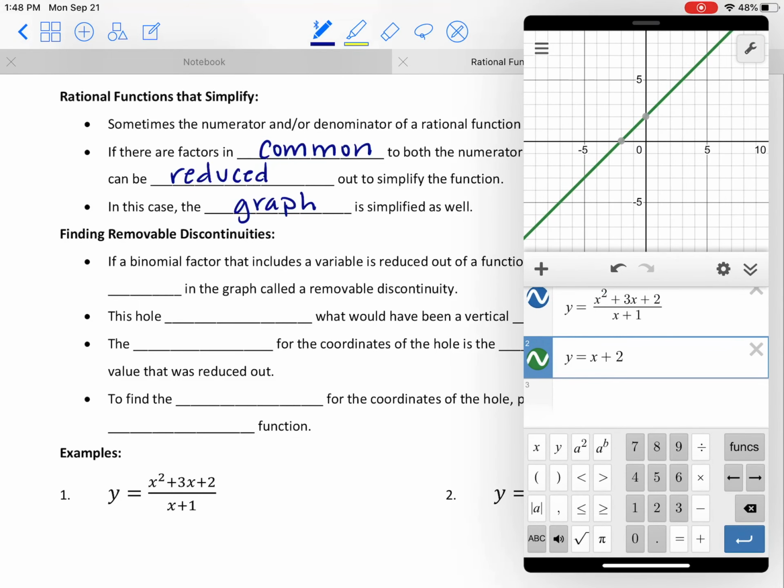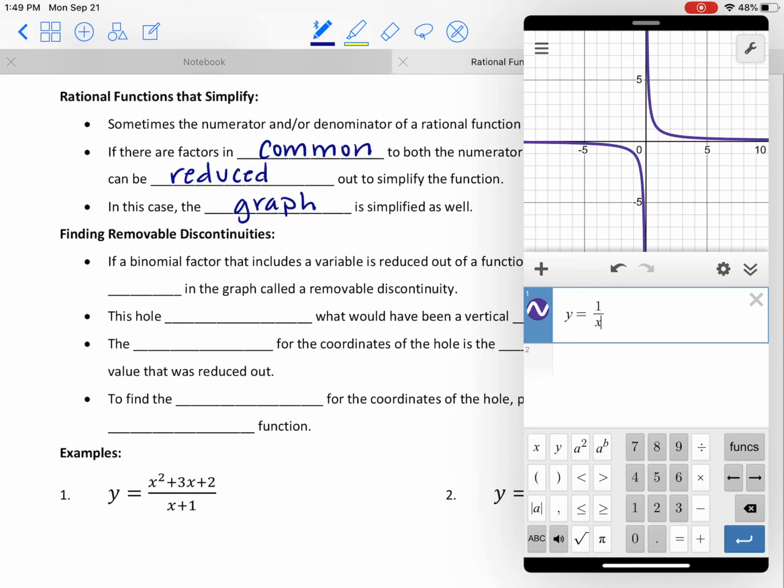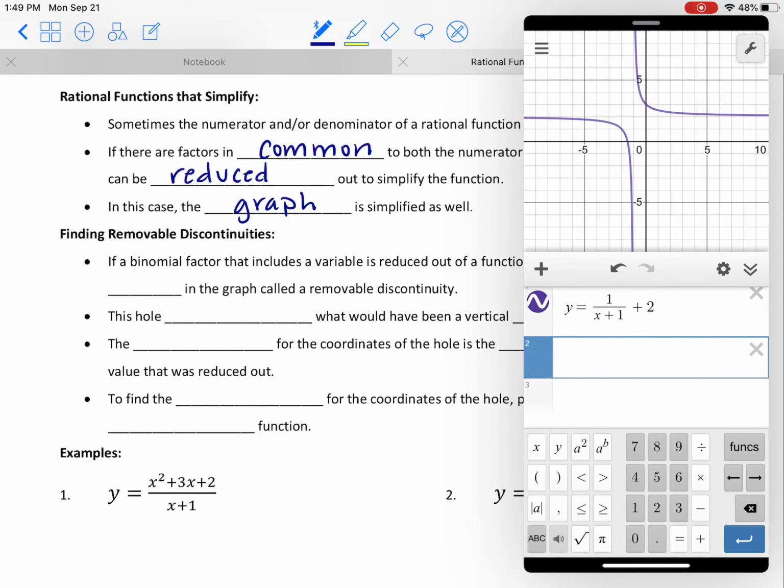Okay, so think about what happens in a typical rational function. So let me go back here for a second. Let's just say I change this to a 3 so that nothing's removed. Okay, actually let's make this a little simpler. Let's say we have a parent function, our parent 1 over x, and let's shift it over and let's say up. Okay, so here's our function.